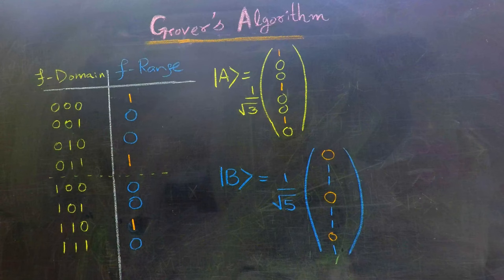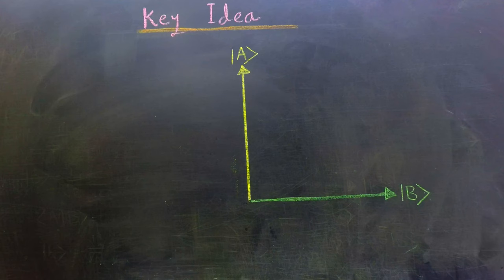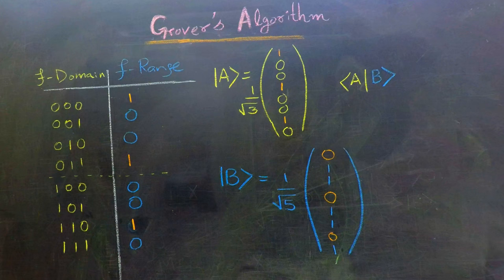The vectors ket A and ket B are orthogonal to each other, meaning they have a 90 degree angle between them. This can be easily verified by noting that their inner product will always be equal to 0. This holds true because if a given location in one vector is non-zero, then the corresponding location in the other vector must be 0. Let's calculate some of the terms of the inner product quickly.